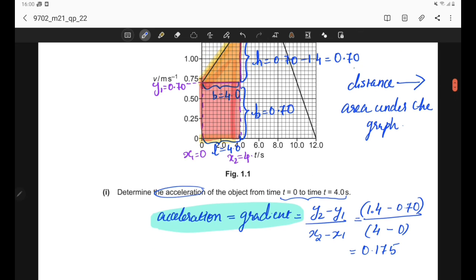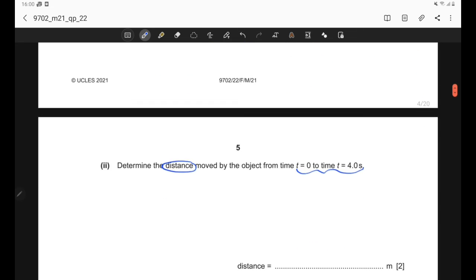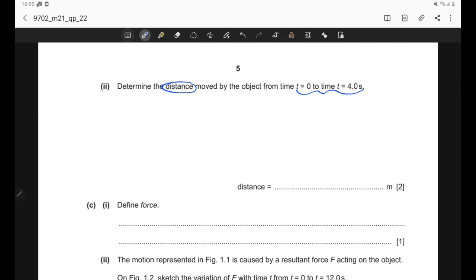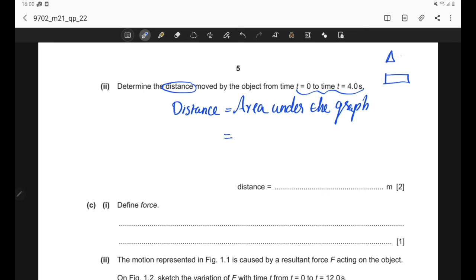So, now we can find the area of this shaded portion. First, we need to write distance will be the area under the graph. This is a very important step you should write in order to score 1 mark. So here the area under the graph is the area of the triangle plus area of the rectangle, where the equation to calculate area of triangle is half BH and the area of the rectangle is length into breadth. So we can substitute the values.